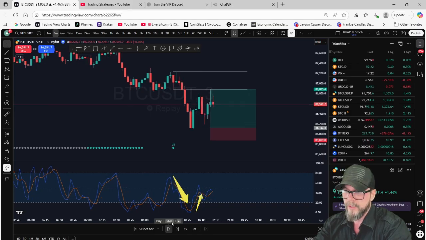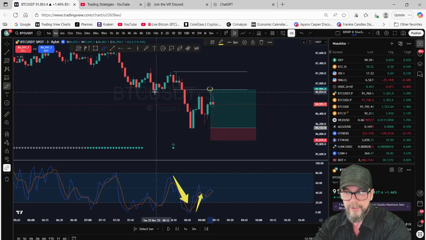And there it is. There's our take profit right there. We came up, perfectly back tested the range, and we took profit. We exited the trade for a quick $500.